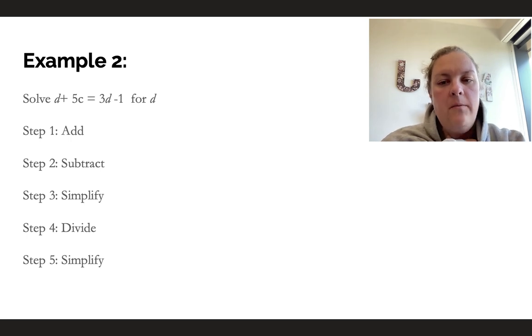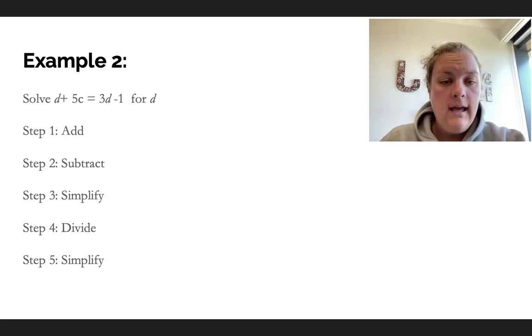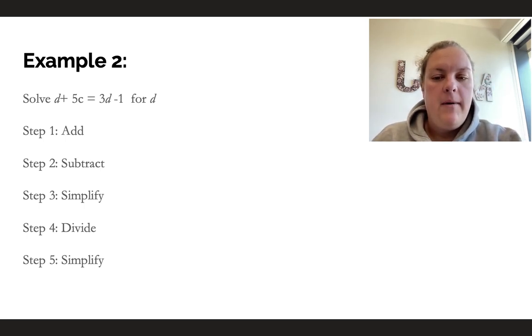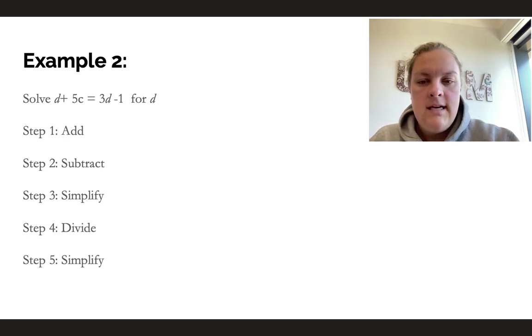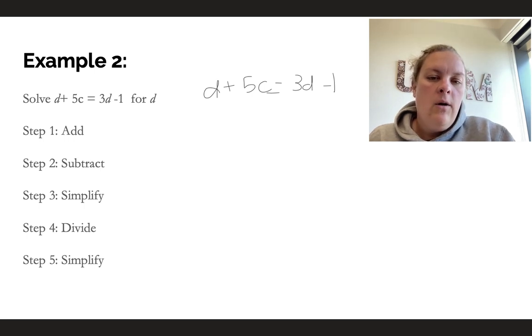In this next example, you can see that we have variables on both sides of the equation, and so we are going to treat this once again just like we did before, by our goal being to isolate particular variables. So in this case, d plus 5c equals 3d minus 1. So here, our goal is to get anything that is not a d to the other side of the equation.